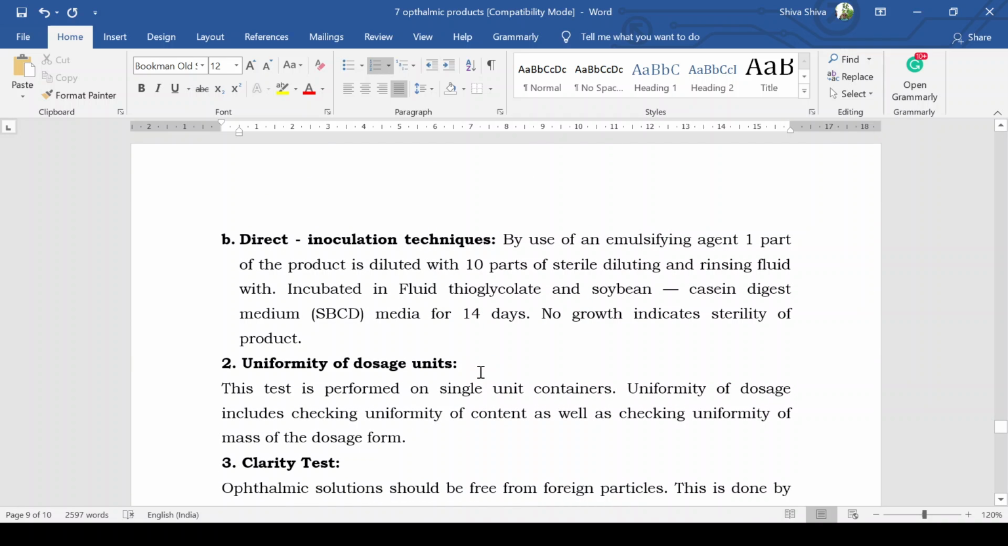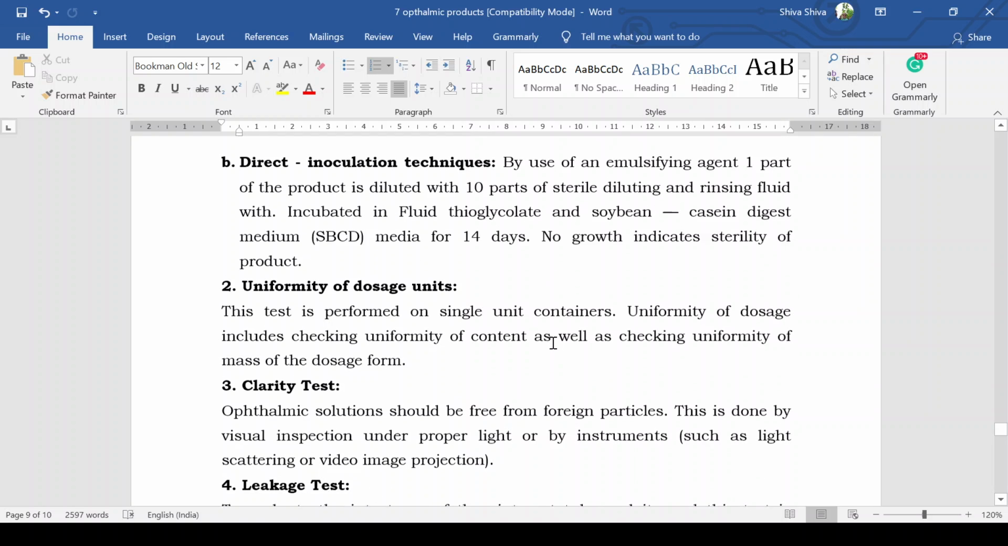Next is the direct inoculation technique. In this technique, by use of an emulsifying agent, one part of the product is diluted with 10 parts of the sterile diluting and rinsing fluid, and it is incubated in thioglycolate and soybean casein digest medium for 14 days. No growth indicates sterility of the product.